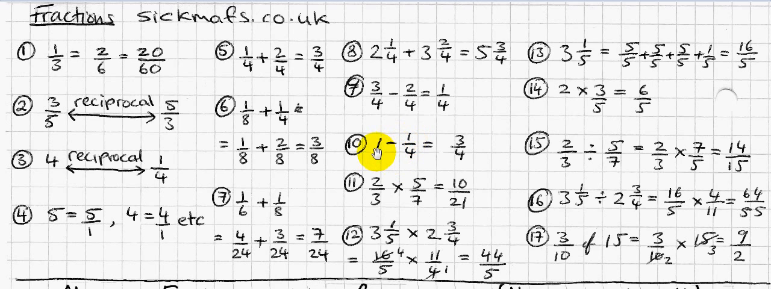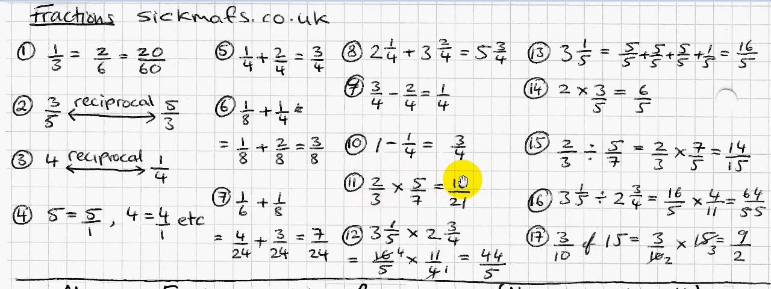1 take away a quarter. Well, 1 is in fact 4 quarters, right? That's one way of looking at it. And the reason why I'm talking about quarters is because that's already quarters. So I'd look at 1 in terms of quarters, which is 4 out of 4, which is 4 quarters. So 4 quarters take away 1 quarter will leave you with 3 quarters. Simple as that.